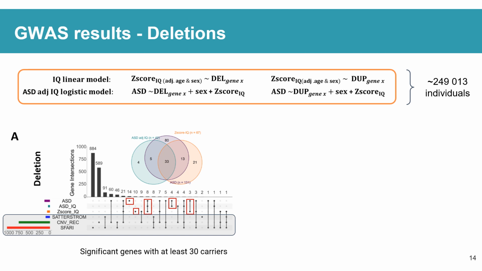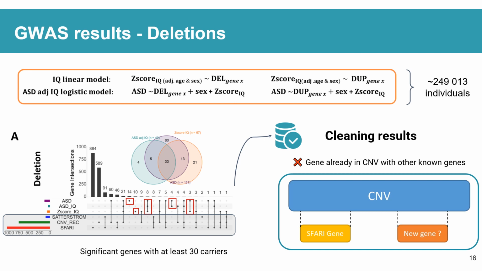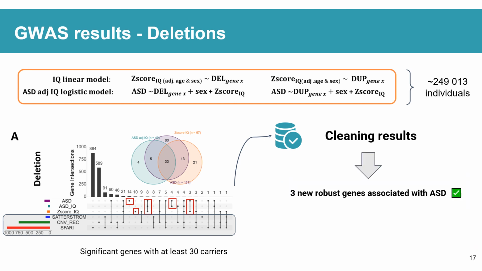First, we were interested in the genes that were never observed in the literature, in the red boxes, and which are potential new candidate genes. We filtered these results in order to have a robust list of new candidate genes. To do that, we eliminated genes that were in a CNV with other genes known from the literature to have an effect on ASD or ID and which may drive the signal. After this step, we identified 3 new deleted genes associated with ASD. After adjusting by IQ, one of these genes remains significant.